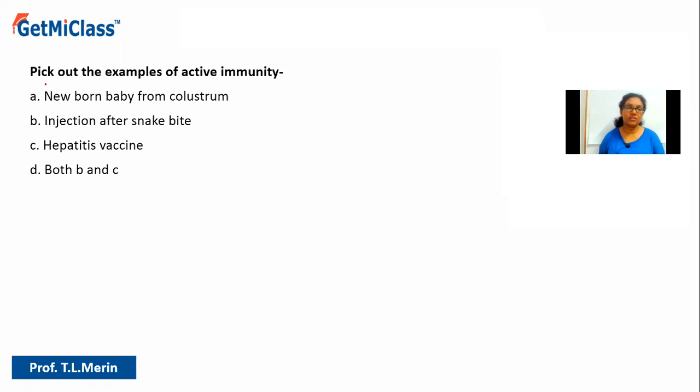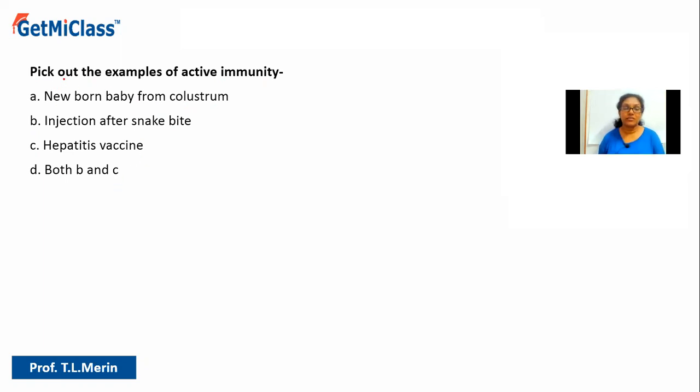So let's solve this question here. It says, pick out the examples of active immunity. Option A, newborn baby from colostrum. Option B, injection after snake bite. Option C, hepatitis vaccine. Option D, both B and C.